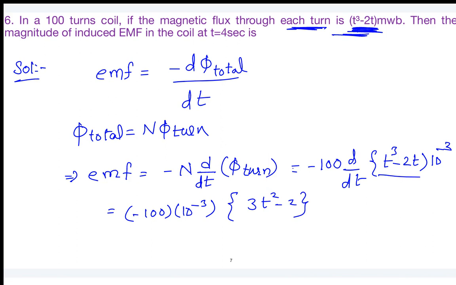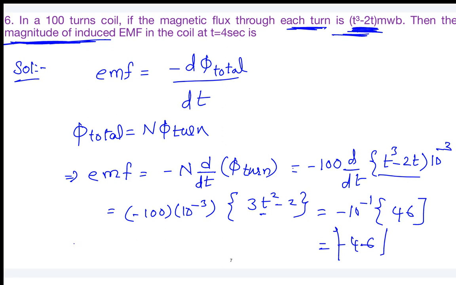So if you're done with that, you can post the answer here. 4.6 volt. Yes. So t is equal to 4 seconds, you have to calculate. Substitute t is equal to 4 here. So that will be minus 10 power minus 1 into, what you are going to get? t is equal to 4 seconds, so 48 minus 2, 46. So you are going to get 4.6. Since you are asked about the magnitude, it is always positive, remember. So you have to take the modulus. So the magnitude of the induced EMF will be 4.6 volts.